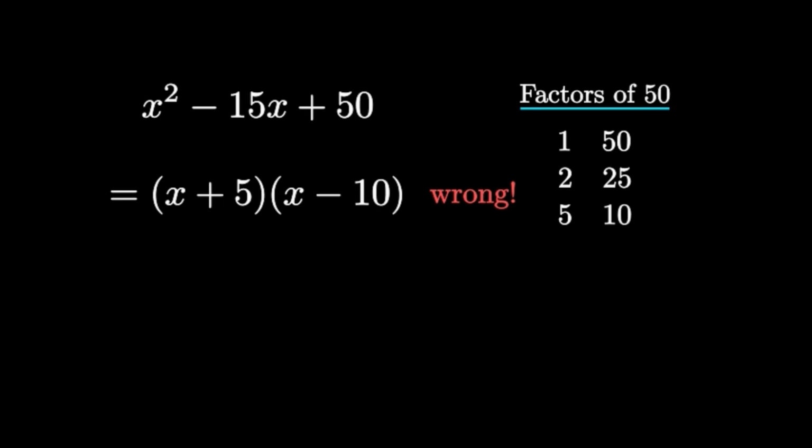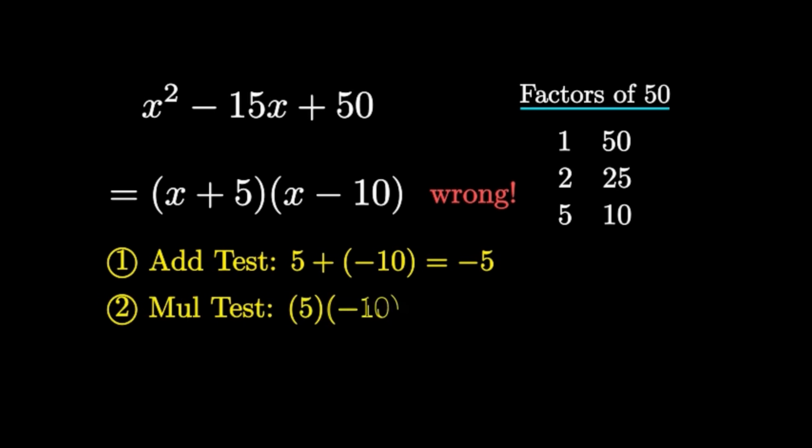Now, it's okay to do this, right? I tell my students to do this all the time, but just check it, right? We're going to use the add test. We're going to use the multiply test. Well, if we add those two, 5 plus negative 10 gives me a negative 5. It has to give me negative 15, so it failed automatically.